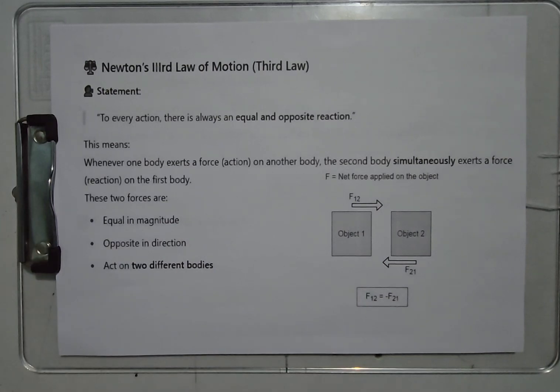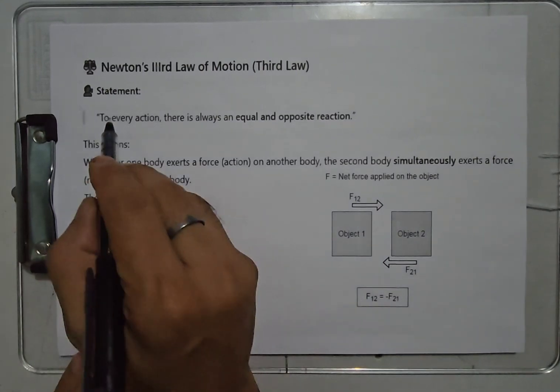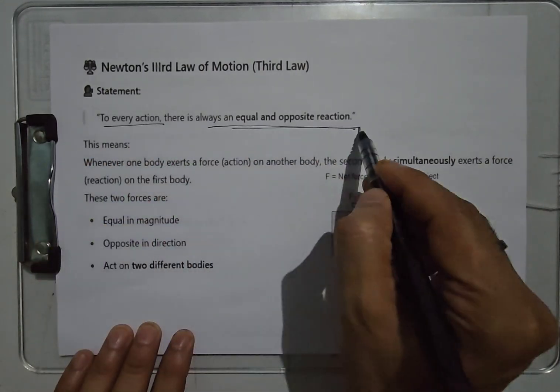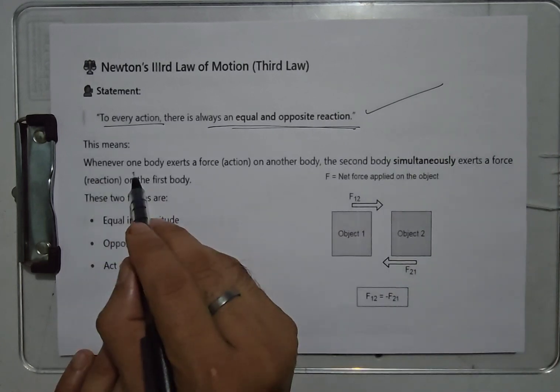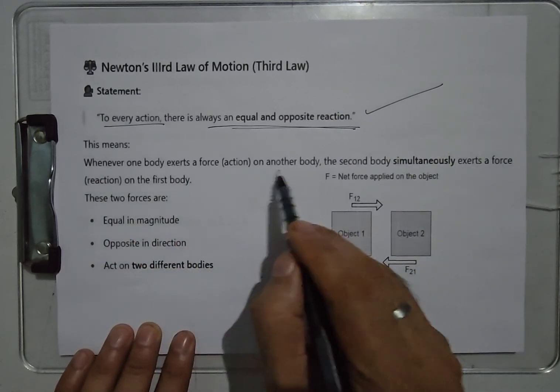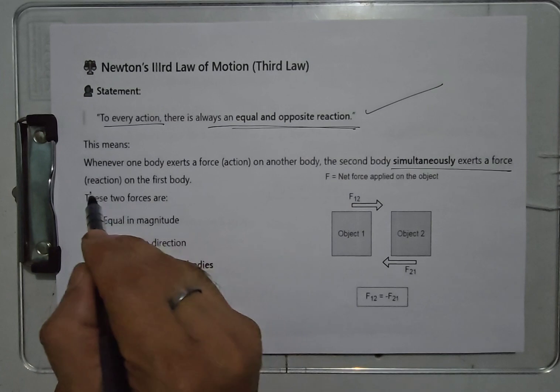Now see, what is Newton's third law of motion? The statement is: to every action there is always an equal and opposite reaction. That's simple, a one line statement. This means whenever one body exerts a force, the action, on another body, the second body simultaneously exerts the same force, the reaction, on the first body.